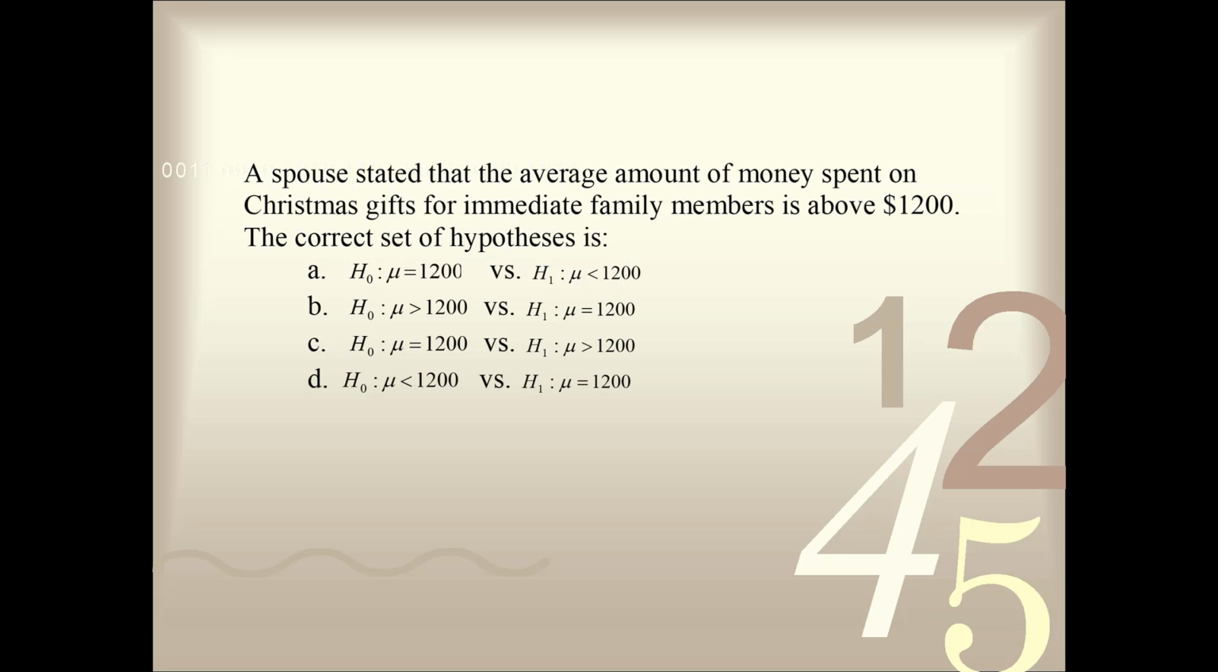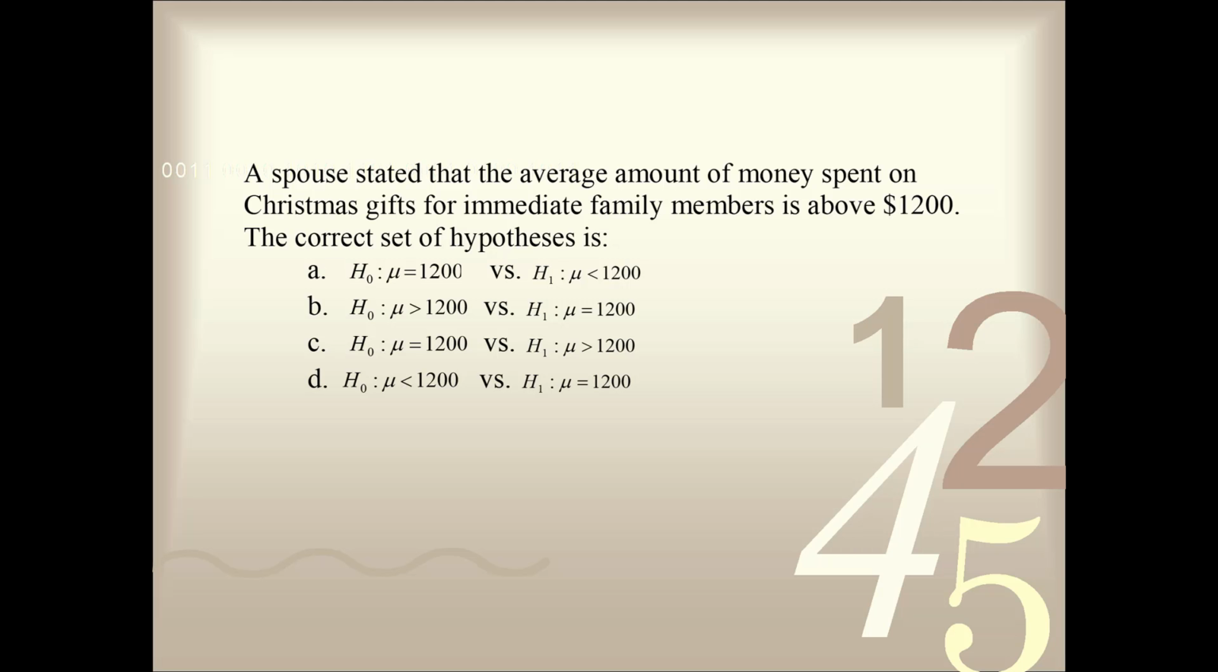Okay, well, let's say you had this problem on a quiz. A spouse stated that the average amount of money spent on Christmas gifts for immediate family members is above $1,200. Notice it says average, so you do know this is a mean problem, not a proportion problem. Also, we haven't done proportion problems yet, but that's one way to note that. And he or she is saying above 1,200, so greater than 1,200 would be in your alternate hypothesis. So C is the only one that has greater than 1,200 in the alternate hypothesis.